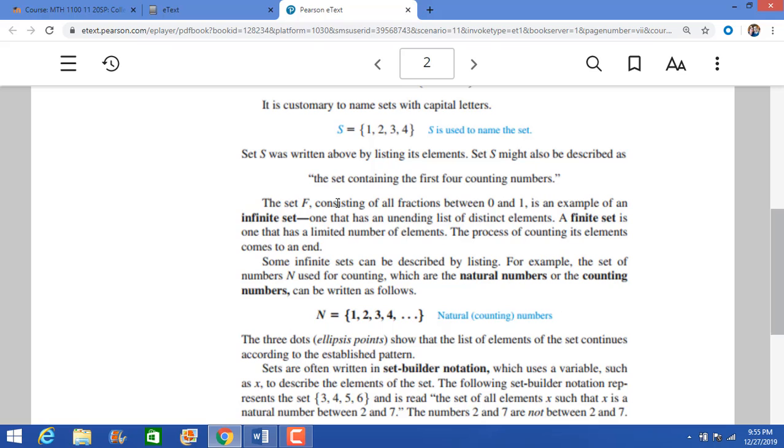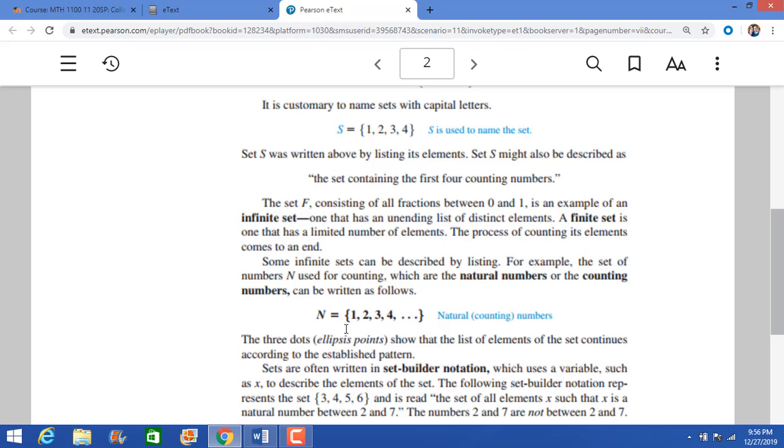A finite set is a set that is not infinite. So it only has a finite number of elements or a finite number of members of the set. So the set comes to an end. There's only going to be so many elements. Now, some infinite sets can be described by listing. For example, if we want the set of the natural numbers, which we denote with capital N, or what we also call the counting numbers, we can use N is equal to the first few numbers, right?